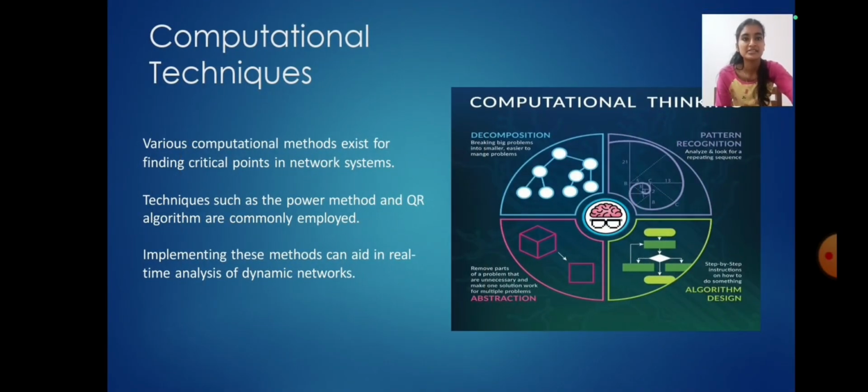Conventional techniques. Various conventional methods exist for finding critical points in a network system. Techniques such as power method and QR algorithm are commonly employed. Implementing these methods can aid in the real-time analysis of dynamic networks. There are 4 types of computational thinking: decomposition, pattern recognition, algorithm design, abstraction.